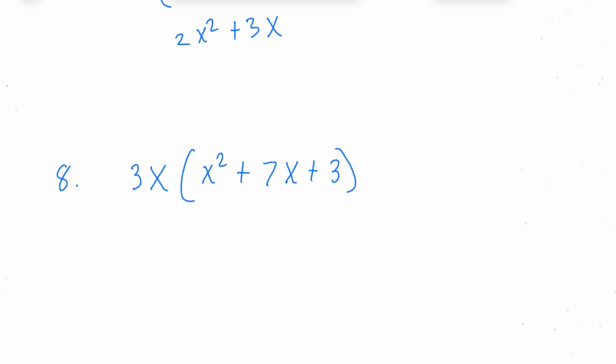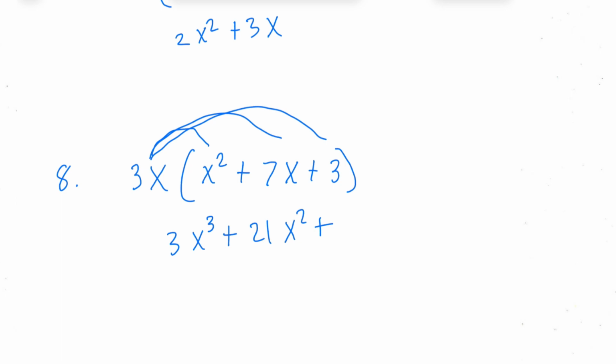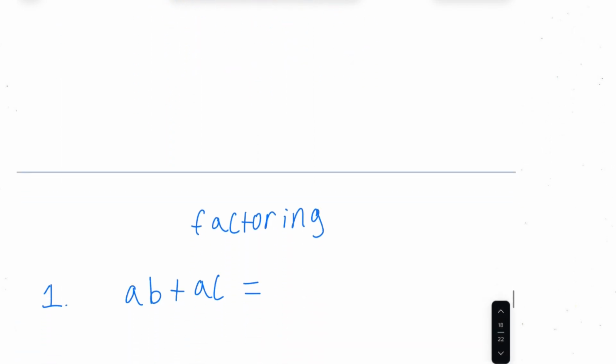So now moving on to a bit more of a trickier example. 3x times x squared. X squared times x gives us x cubed. And we also have that 3 in front, so we'll have 3x cubed. Plus 3 times 7 is 21. X times x is x squared. Plus 3x times 3, that's just 9x. So nothing too bad here. You just have to follow the rule. And that's about it. Now moving on to factoring.